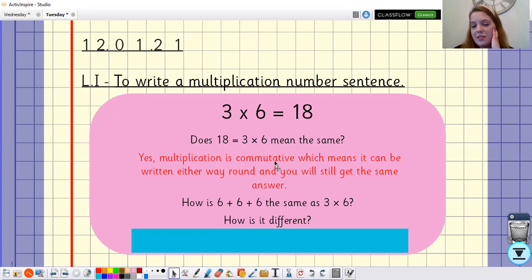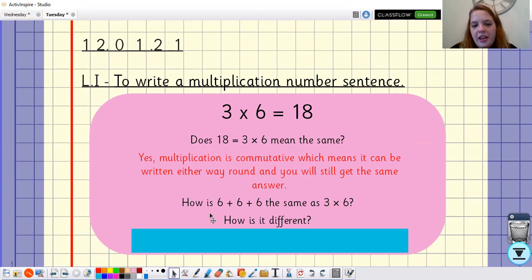Multiplication is commutative, which means it can be written either way around and you'll still get the same answer. And the same here, what's happened here is instead of our equal sign being at the end of our number sentence, it's at the beginning. The number sentence is still the same, but we could also have here 6 multiplied by 3 equals 18, and that would mean the same thing. So if we just flip the numbers round, that would still equal the same answer.